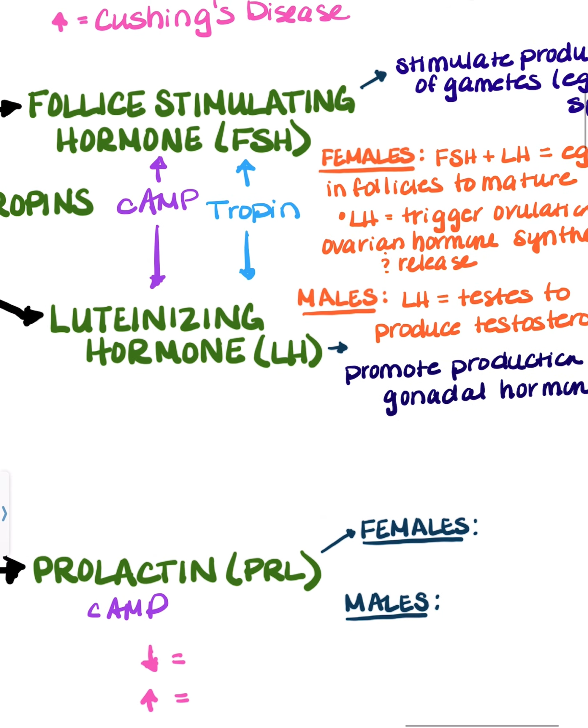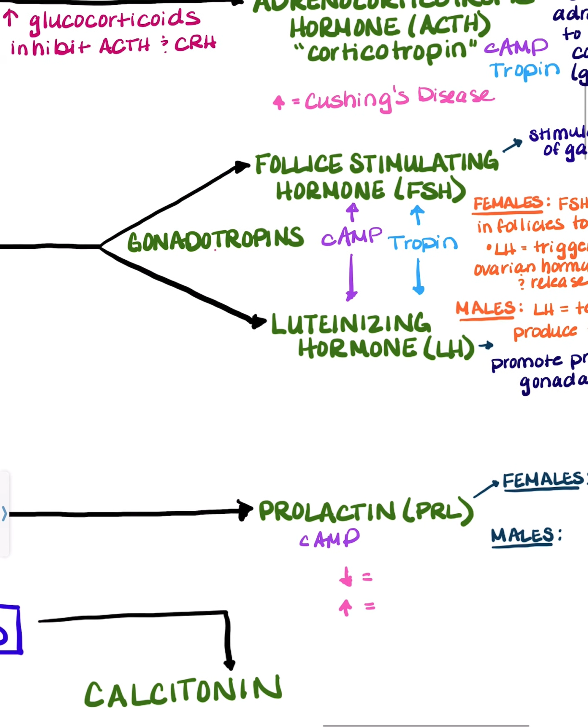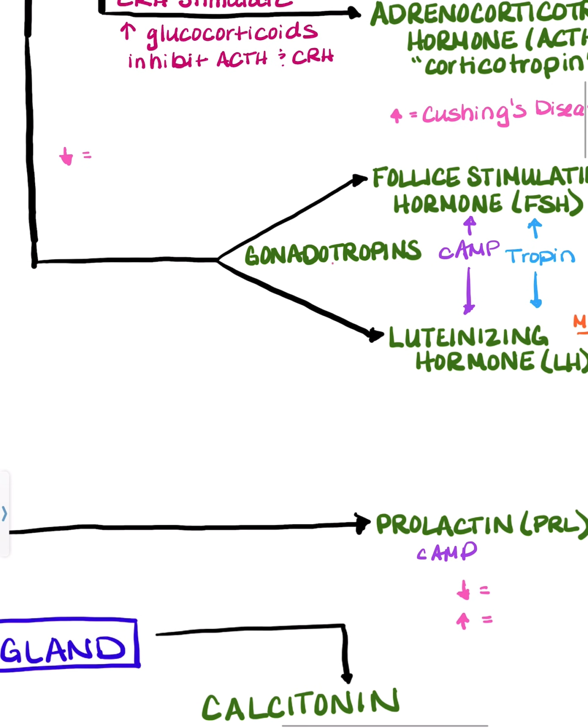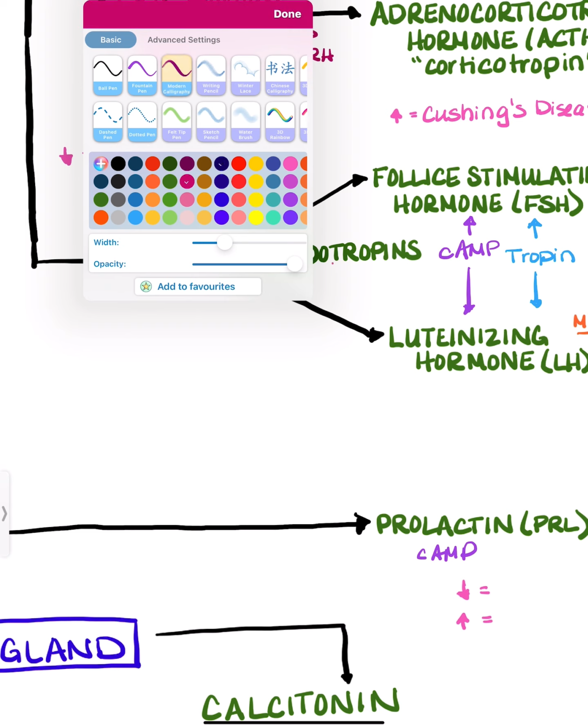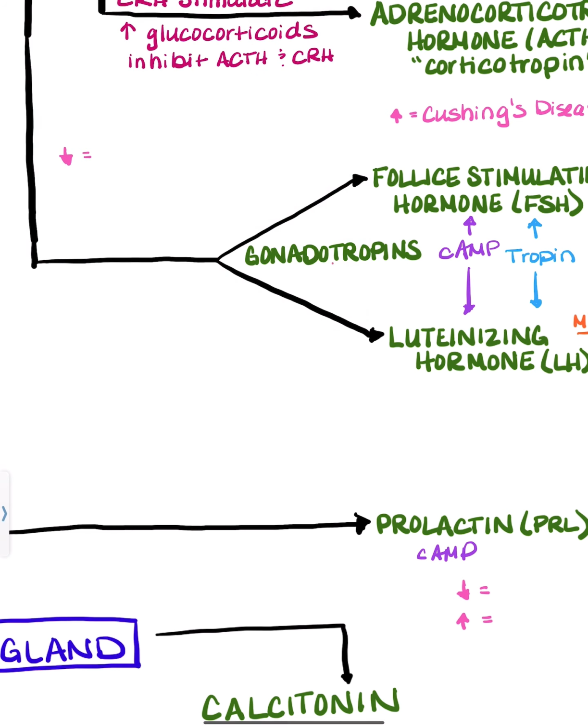Okay, so now let's talk about what causes them or stimulates them to be released, as well as what would inhibit them. So, we're going to talk about this collectively as gonadotropins. We have something called gonadotropin releasing hormone, which is going to be released from the hypothalamus to stimulate the release of gonadotropins from the anterior pituitary gland. What's going to inhibit it?